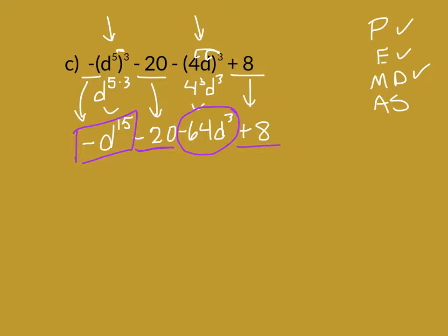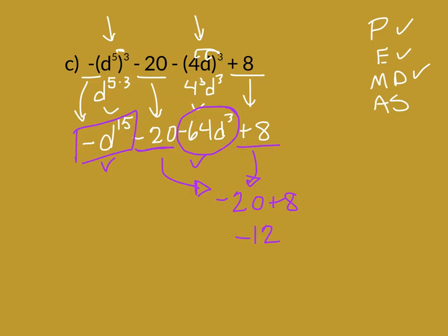So I know that I can't combine this or this with anything because there's nothing similar, but I can combine my negative 20 plus 8. So the signs are different. Find the difference. So I've got 20 minus 8, which of course is 12. I keep the sign with the larger absolute value. That would be 20, so it's negative or minus, same thing.